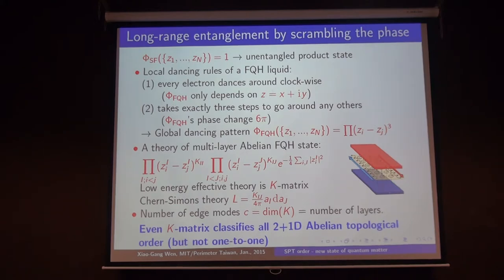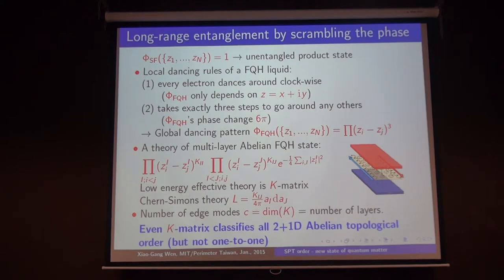Then how to make a superfluid state, which is unentangled, long-range entangled? One way to do that is so-called scrambling the phase. Instead of having a constant phase, we have some other phase. So one way to scramble the phase is to make the wave function have this kind of choice of phase: zi minus zj raised to the third order. Or second order, whatever.